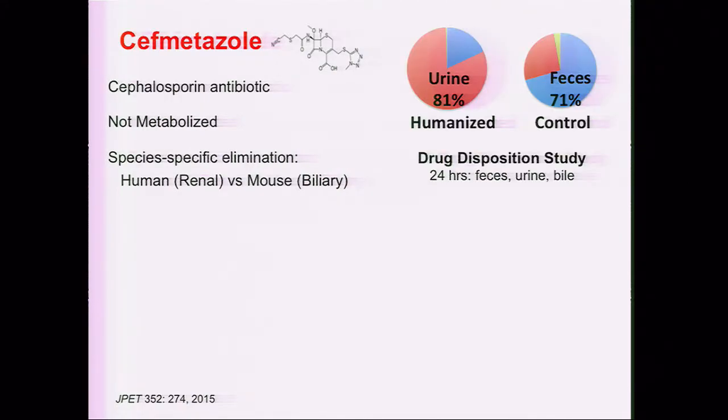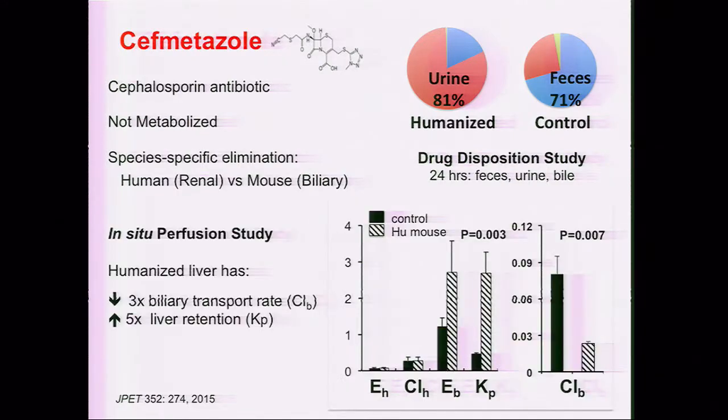And what's interesting is if you give a control mouse cefmetazole using that system I just showed you, most of it is cleared through the biliary tract and comes out in the feces. In contrast, if you get the humanized mouse, most of it is cleared renally, which is exactly what you see in people. So the clearance mechanism in the humanized mouse indeed predicts what's going to happen in human.